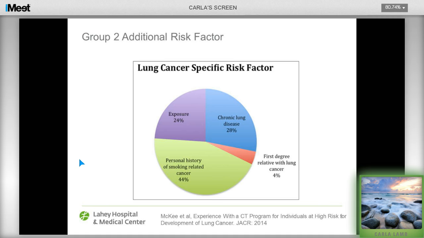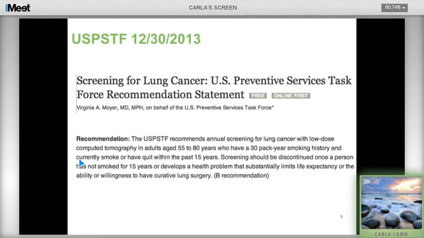And it's just important to highlight these different entities of specific risk factors. Again, the personal history of smoking related to cancer, first-degree relative, those who have chronic lung diseases, and exposure history from the environment.